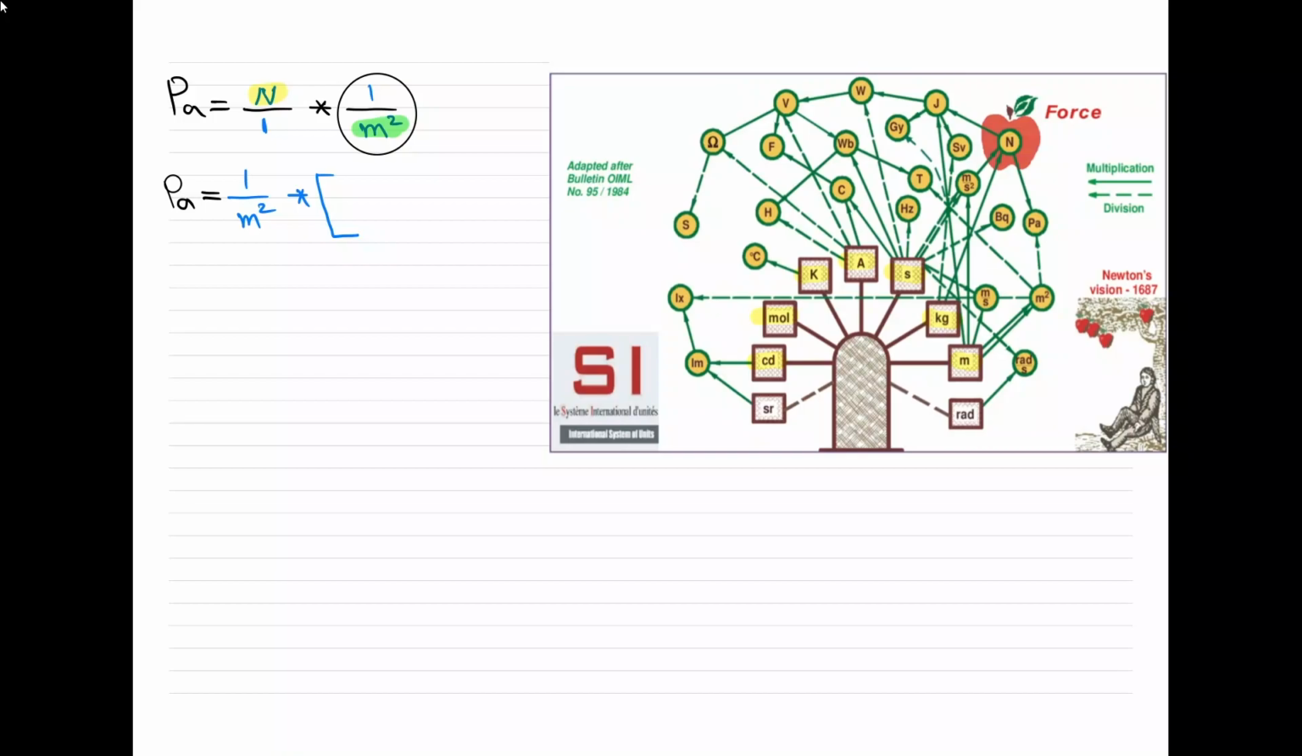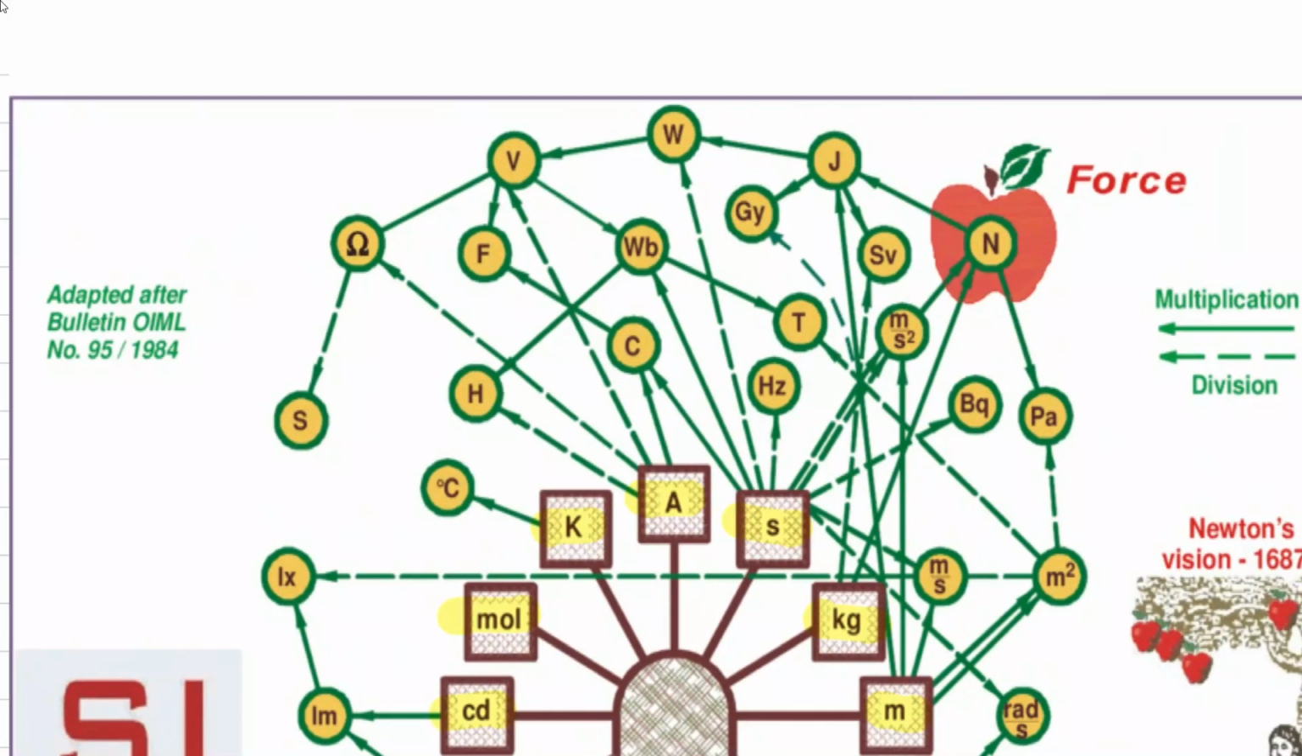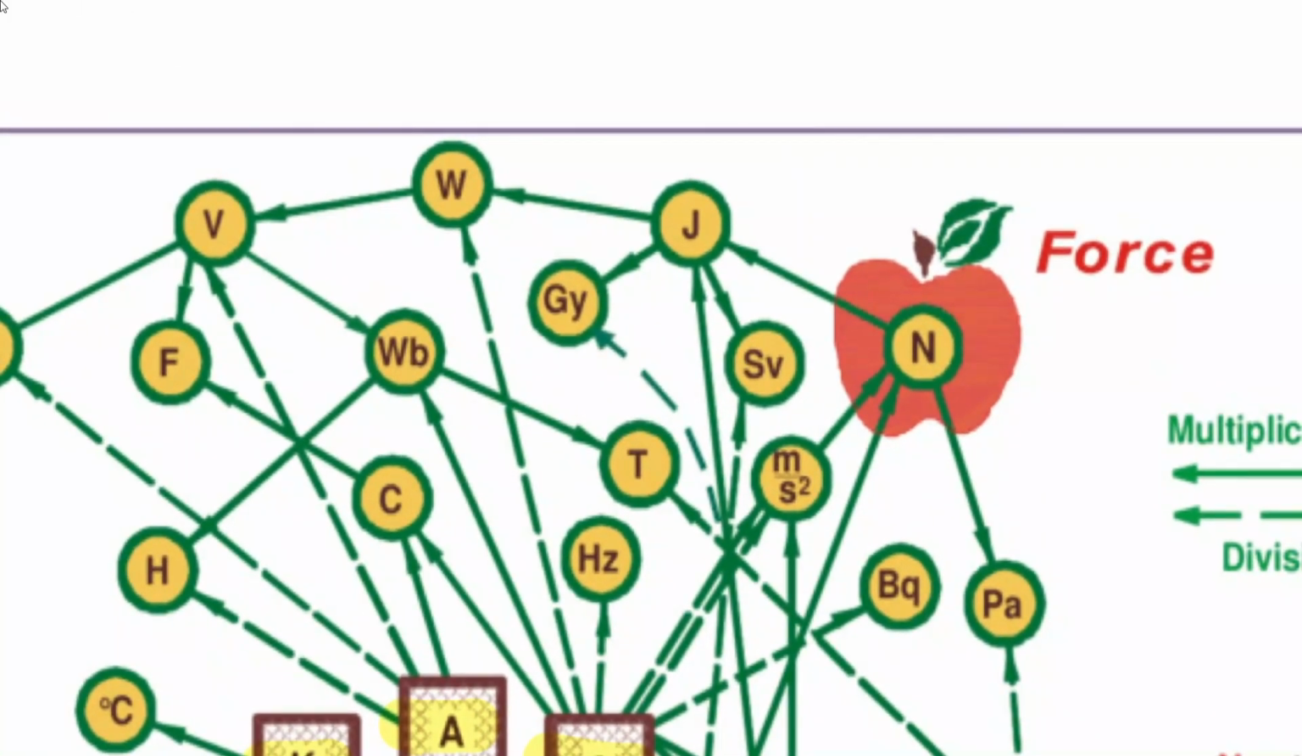For Newton you can see how many arrows are coming to Newton. So ignore any arrow that is leaving the unit. So this one is leaving, okay? And this one is leaving. So ignore them. However, these two are coming. Okay, these two are coming to the unit.